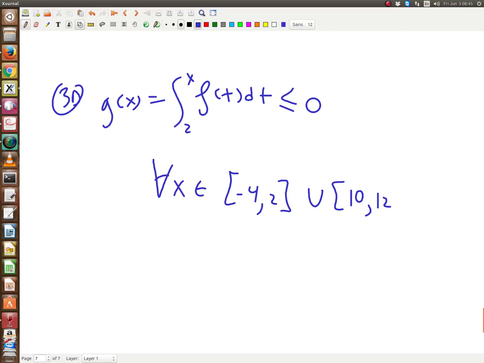Now let me think about it. At 2 it's 0, at -4 it's not 0. So this is open here, and this is open here, sorry. But we did have 0 at 10, and we did have 0 at 2. So there you go. And you might want to write a little sentence explaining why, based on the diagram, okay?